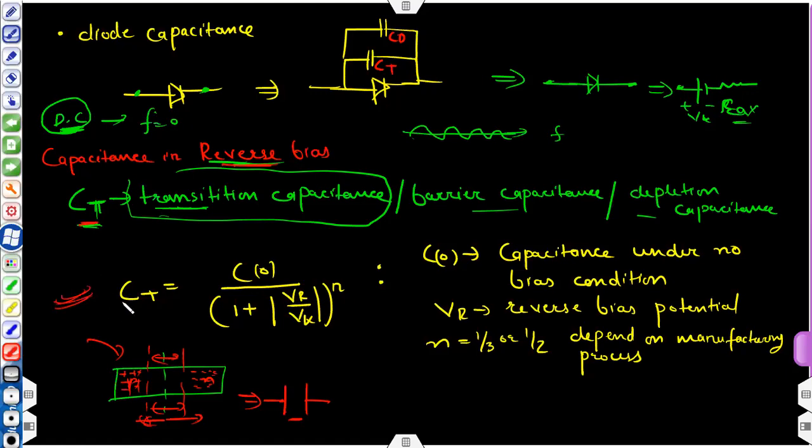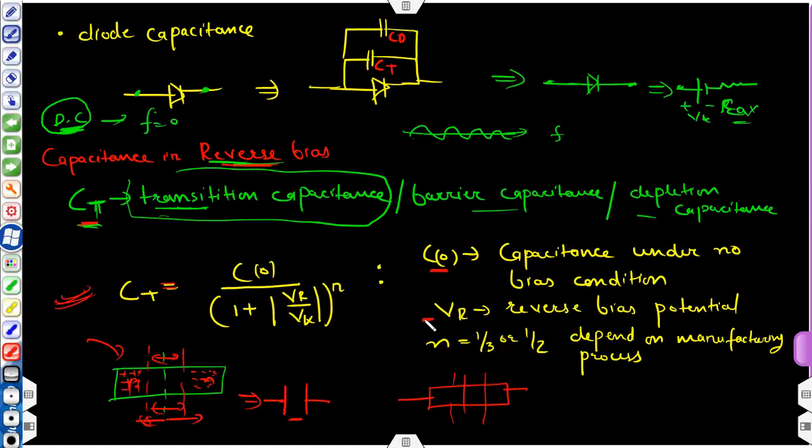This is beyond the scope of this subject, so you just have to remember this formula. CT is given by C0 divided by (1 plus mod of VR by Vk), whole raised to the power n. C0 is the capacitance under no bias condition. No bias condition means you have not connected any external voltage source, and then you are measuring the capacitance. So the value is C0.